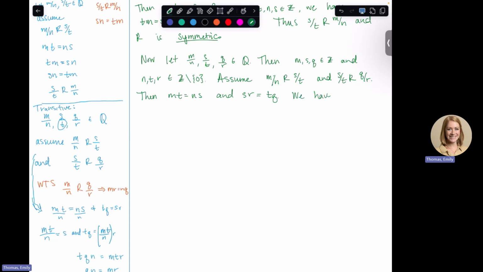We have S is equal to MT over N. So MT over N times R is equal to T times Q. MTR is equal to NTQ.